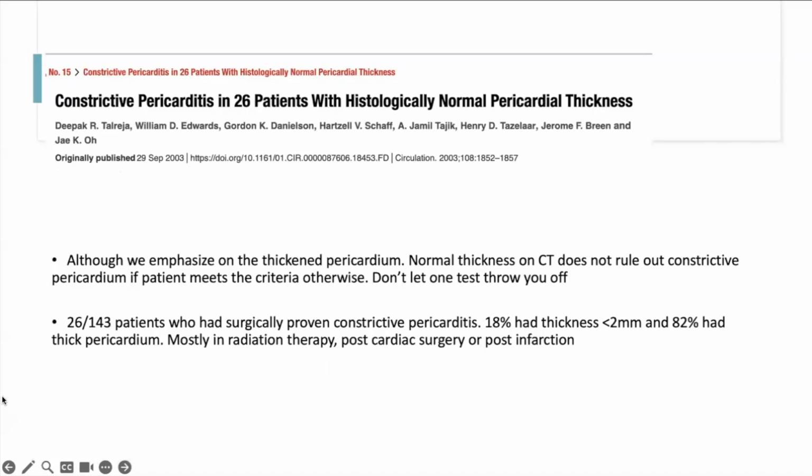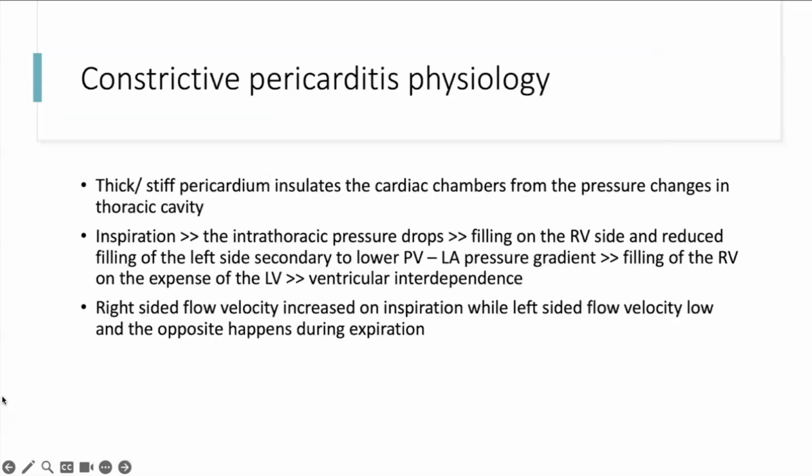I know I stressed a lot on the importance of pericardial thickness, but I wanted to show you that in this study done back in 2003, they had patients who had surgically proven constrictive pericarditis. 18% of those patients had normal thickness of the pericardium, but they actually had constrictive pericarditis. So a normal pericardium does not rule out constrictive pericarditis.